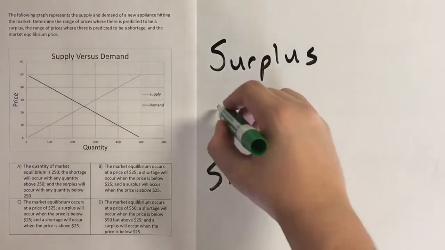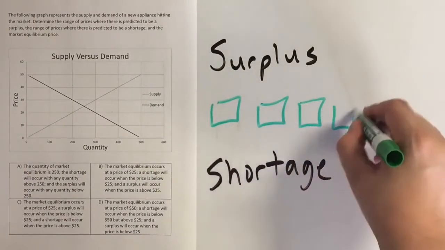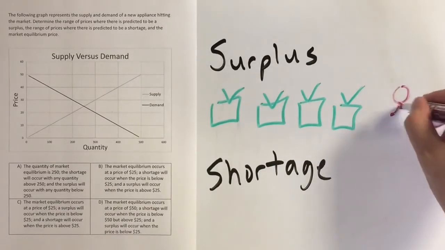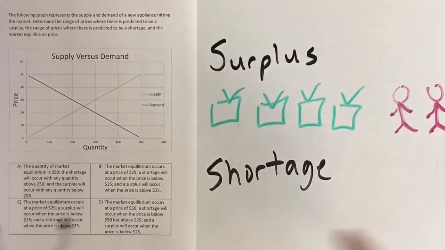Surplus is where there are more items created than people to buy them. Businesses do not want this because this means they have paid to have items created that they will not earn any money on.